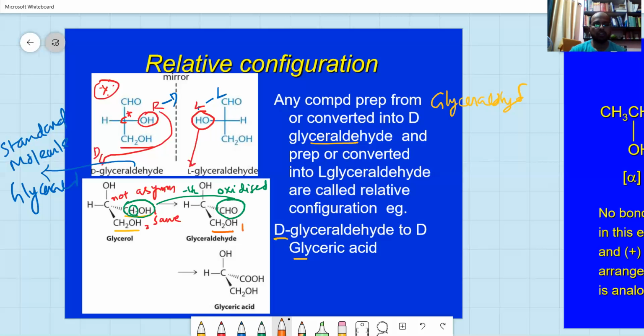CH2OH is one group, CHO is another group, OH is another group, and H is another. So 4 different atoms, 4 different groups or ligands are there. Therefore, this is asymmetric. This is asymmetric, and you have to see that it can be compared with the glycerol.